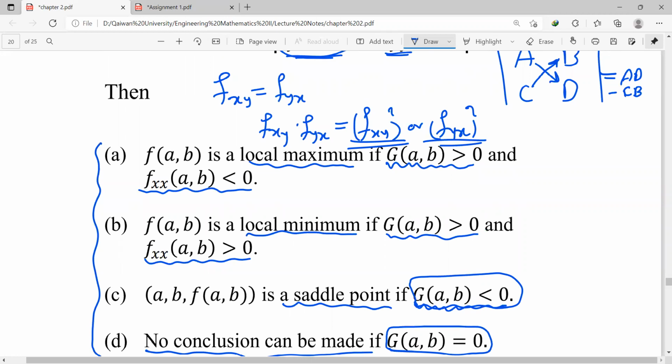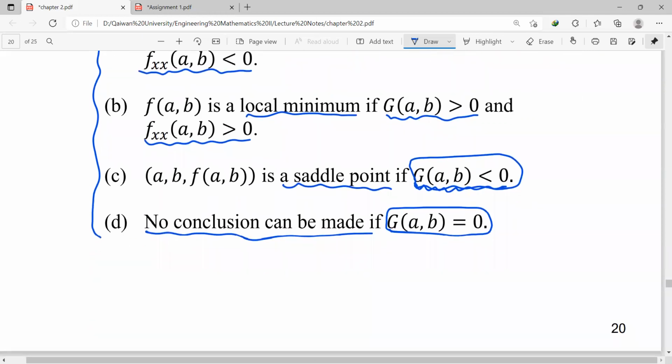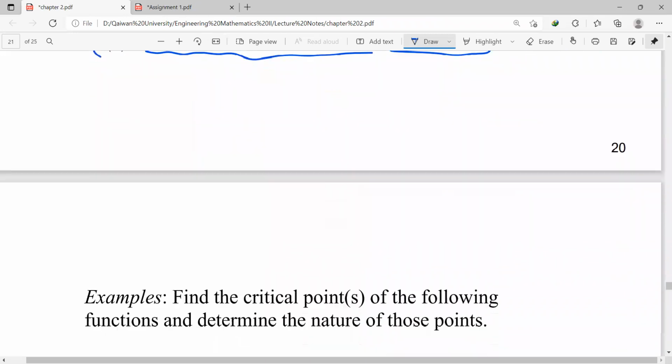For maximum and minimum, g must be greater than 0. If f sub xx is greater than 0, that's a minimum. If f sub xx is less than 0, that's a maximum. But if g is less than 0, that's a saddle point. And if g is 0, that's none of them.